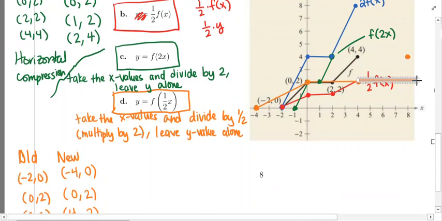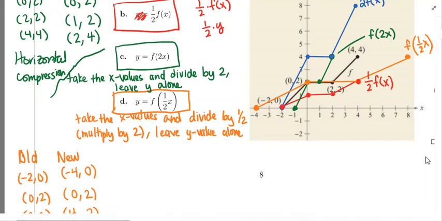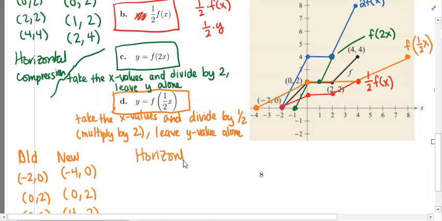I'm just connecting each pair of points with a line segment as I go from left to right. That retains the same basic shape of the original graph. So this orange graph is the graph in part D. This is f of 1/2 times x. You can see what happened here. How does the orange graph compare to the black graph? It has been stretched out in the x direction, so it is a horizontal stretch. And that is it. That's how you do these.